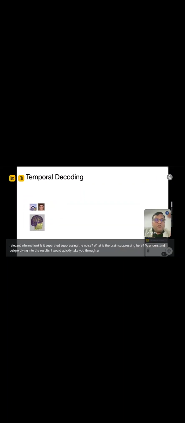Now, to understand, before diving into the results, I would quickly take you through a technique called temporal decoding. Suppose I want to understand how the brain processes houses and faces, at what time point in their processing hierarchy does the processing start to diverge? At what time point is the difference between the representation of houses and faces completely different? To do so, I will put any of you as a participant, in either EEG or MEG, and throw a lot of faces and houses on your stimulus screen.